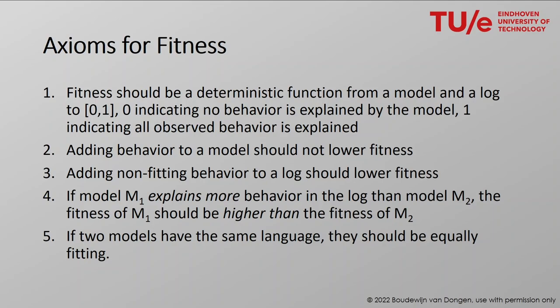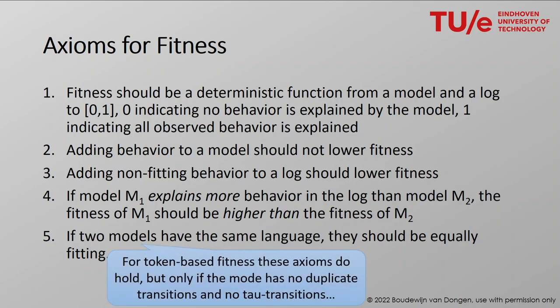Now, trust me, token-based replay and alignments don't fit this. They do not satisfy these criteria. Token-based replay does, if and only if we do not have tau transitions and we do not have duplicate labels, then it satisfies these criteria, but alignments do not. And the problem is in the last part. If I take an arbitrary process model and I add a tau transition from the initial place to the final place, then I change the best of the worst for every single trace in the log.